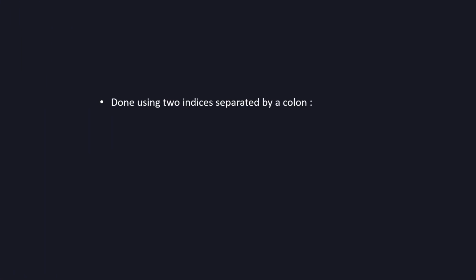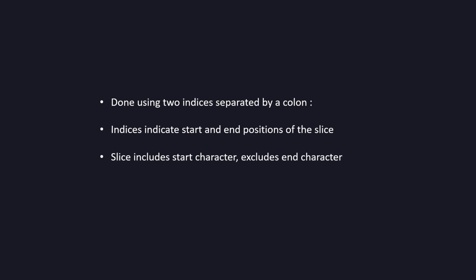Slicing works by providing two indices separated by a colon, which indicate the start and end position of the slice. The slice will include the character at the start position, but exclude the character at the end position. You can also omit the start or end position, which means the slice will start from the beginning or end of the string respectively.